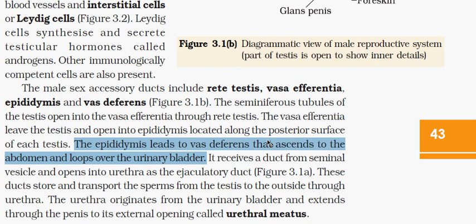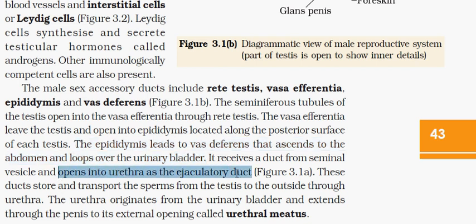Now the function of these ducts: they store and transport sperm from testis to outside through the urethra. The urethra originates from the urinary bladder and extends through the penis to the external opening. This opening is called urethral meatus.